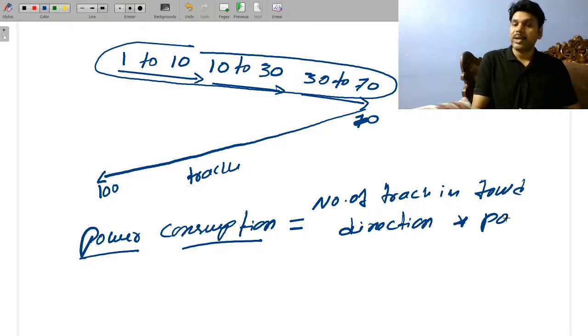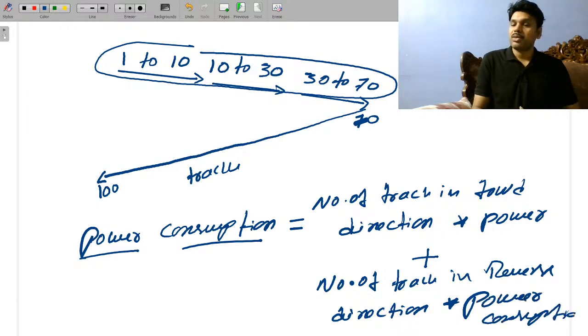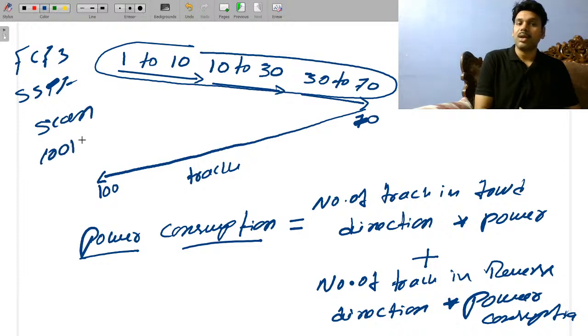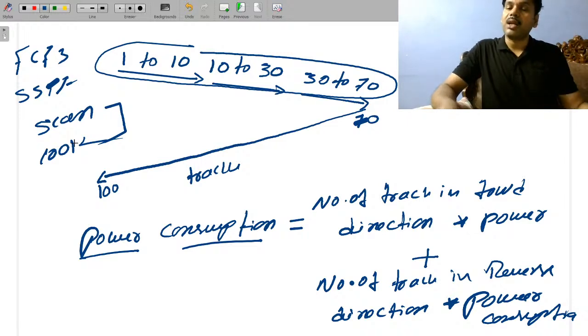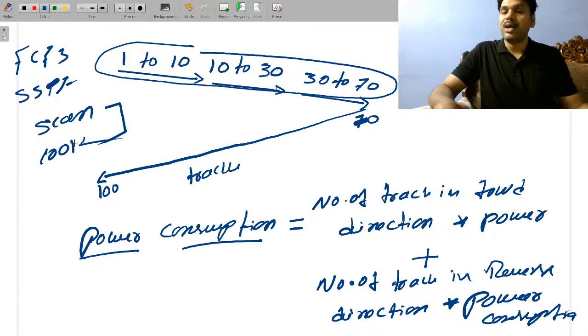Multiply with your power consumption, plus the reversals. Reversals take much time. So the number of tracks in the reverse direction, you multiply with the power consumption. So this is your answer. That may be whatever algorithm you use. You may use first come first serve, or SSTF, or scan, or you may use what? Look algorithm. The difference between scan and look is that look goes only between the first and last request, while scan goes through the complete scanning from the 0th cylinder to the 100th cylinder.